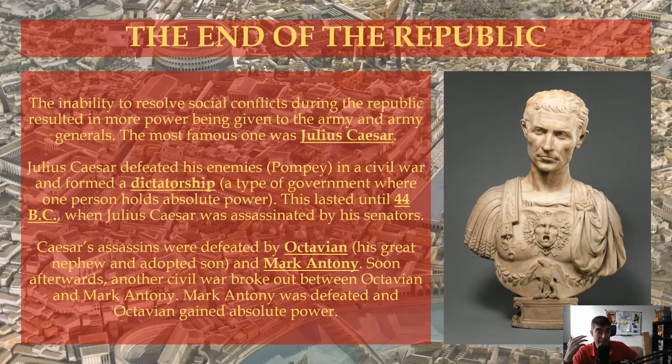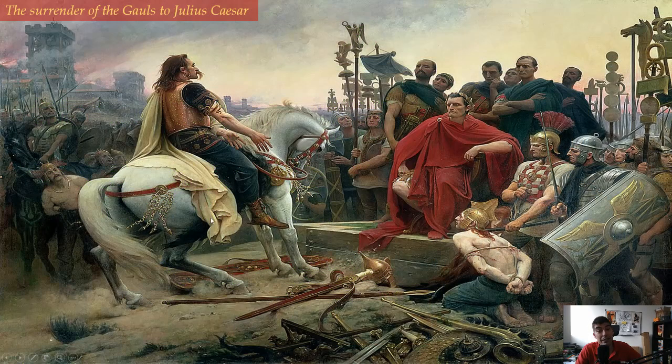Mark Antony had allied with Cleopatra, for example, and he was defeated in the Battle of Actium, and Octavian had all the absolute power. This is Julius Caesar. And with the absolute power of Octavian, the empire started. Here you have Caesar, who was the general that conquered the Gaul for the Roman Republic.